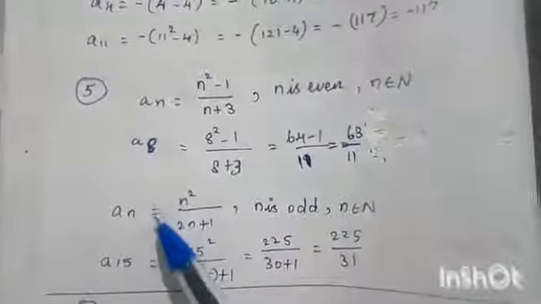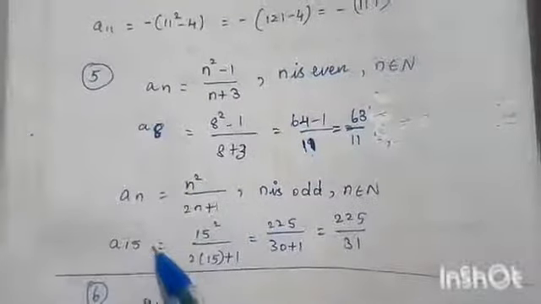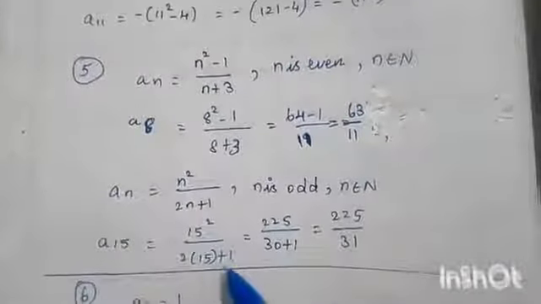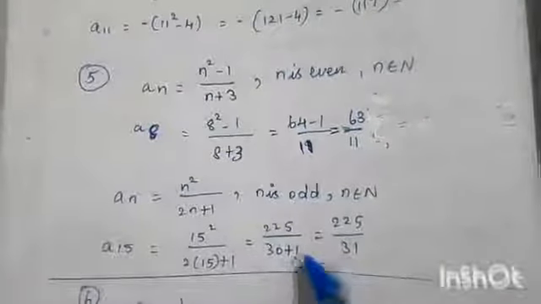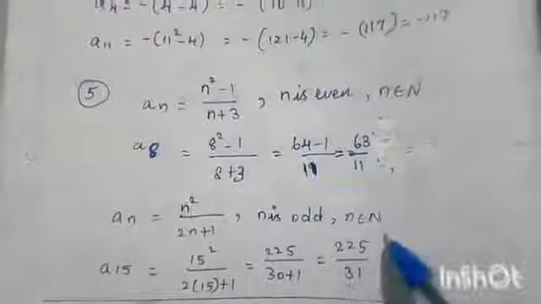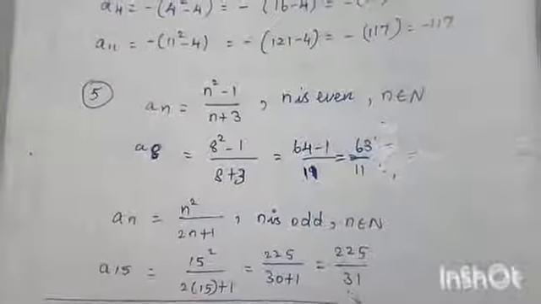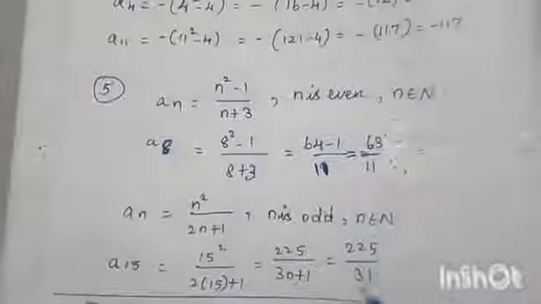For n odd, we have to write the nth term n square by 2n plus 1. N equal to 15. That is 15 square by 2 into 15 plus 1. That is 225 by 30 plus 1. That is 225 by 31. Cancelling is possible, we have to cancel. Otherwise, just write it as a fraction.